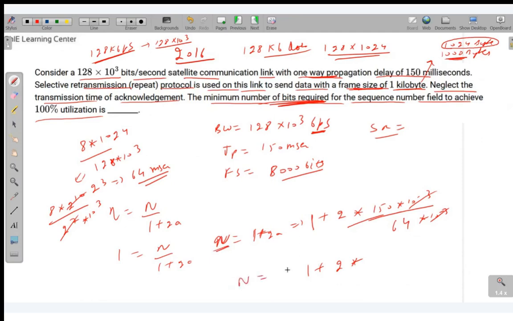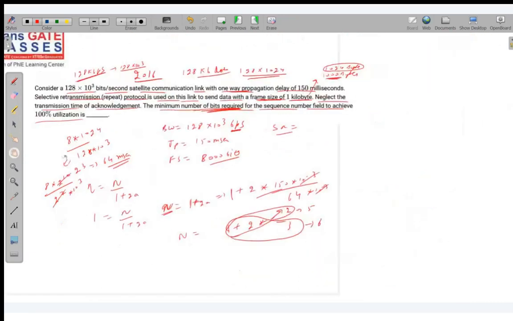So n should be equal to 1 plus 2a, and you will take either 2 or 3. So we have two choices left. You will take n equal to either 2 or 3. If you take 2, you will get 5 as the answer. If you take 3, you will get 6 as the answer. Now actually it hardly matters. See, this is the beauty of the GATE exam.